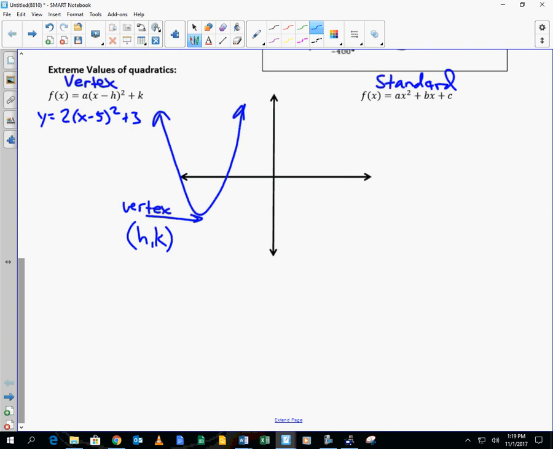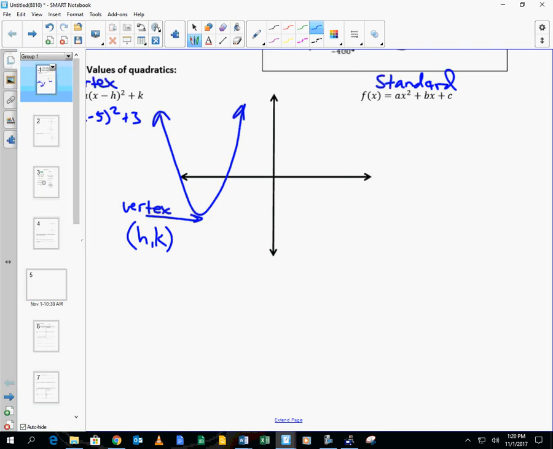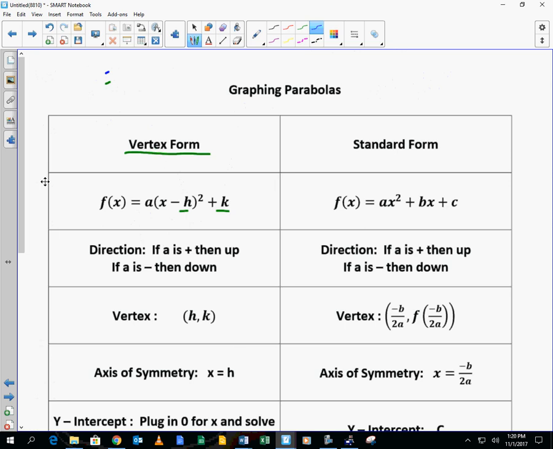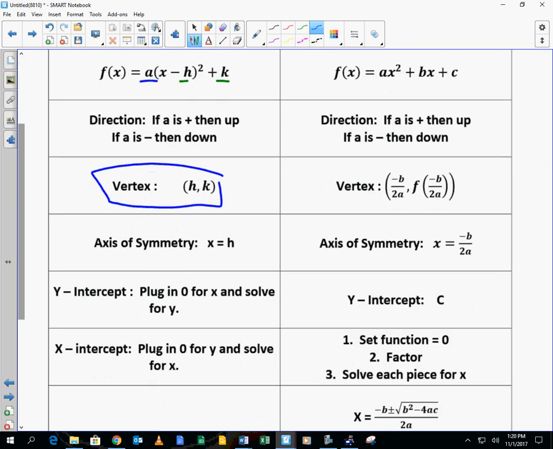This represents your horizontal shift. That represents your vertical shift. That tells you your vertex. That's it. So if you flip forward 2 pages, you can see graphing parabolas that are in vertex form. (h, k) does tell you the vertex. The value of a being positive or negative still tells you whether it's up or down. The axis of symmetry still happens to be x equals the x value of your vertex.